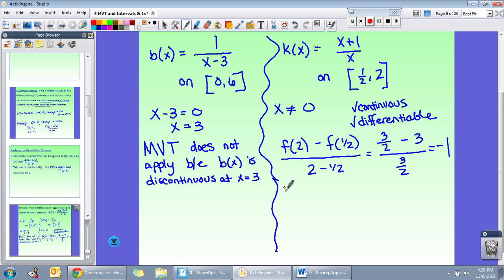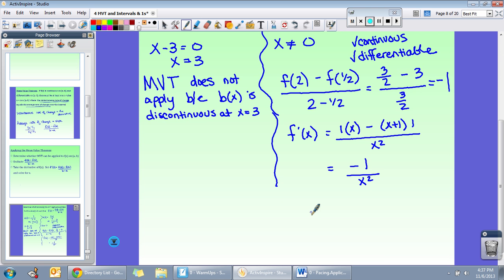The next thing we need to do is calculate the derivative. So since this is a quotient, we're going to use the quotient formula. So we have 1 times x minus x plus 1 times 1 all over x squared, which reduces to negative 1 over x squared.